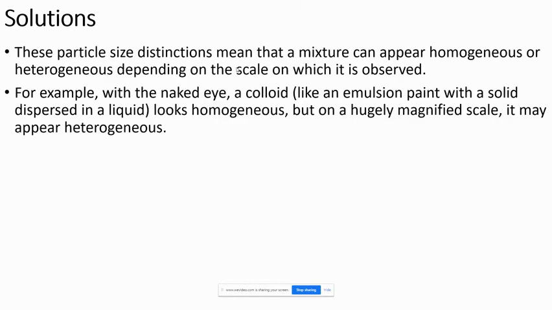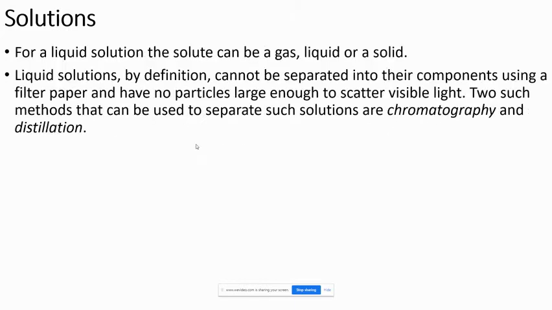So the particle size distinction means that a mixture can appear homogeneous, and it looks like it's just one thing to the naked eye. A colloid also looks homogeneous, but if you really magnified it, you would say that it was still heterogeneous because the parts are large and you're able to separate them on a more magnified scale, but you're still able to do it.